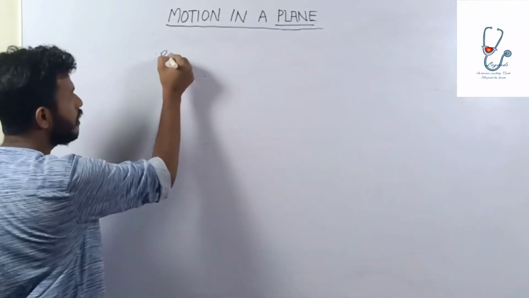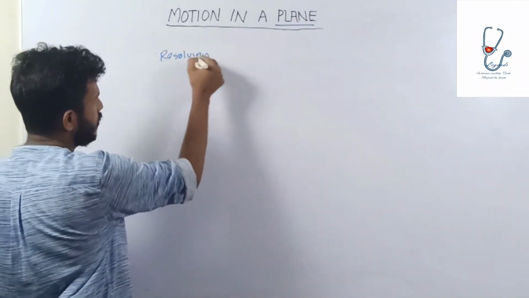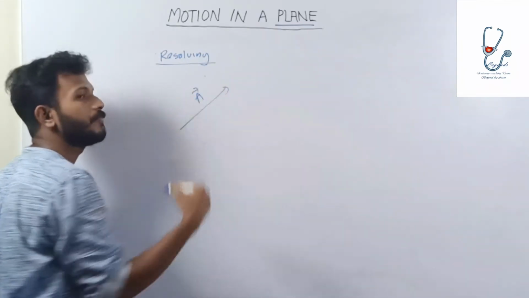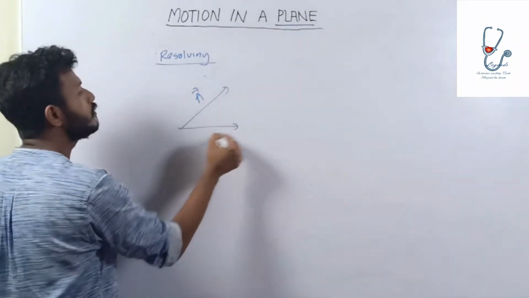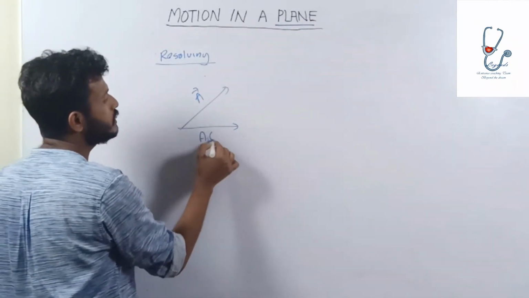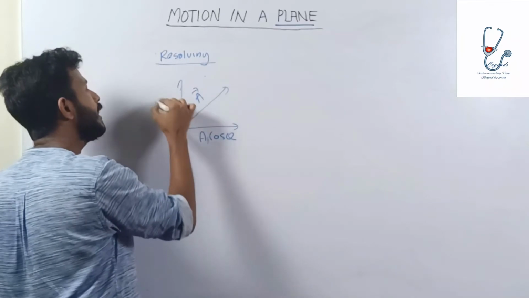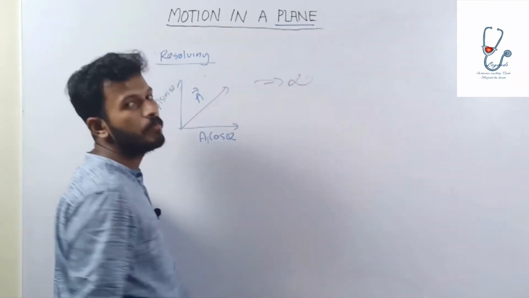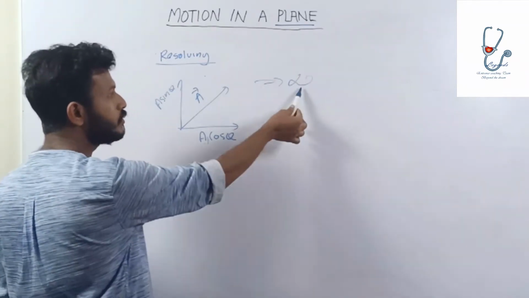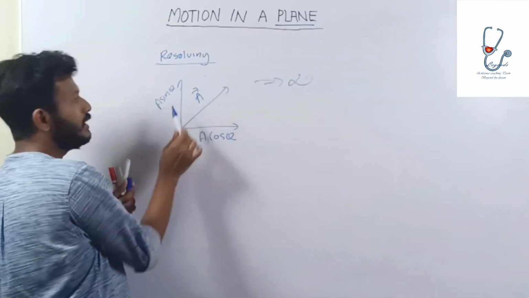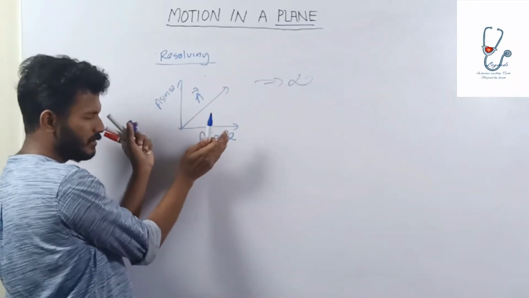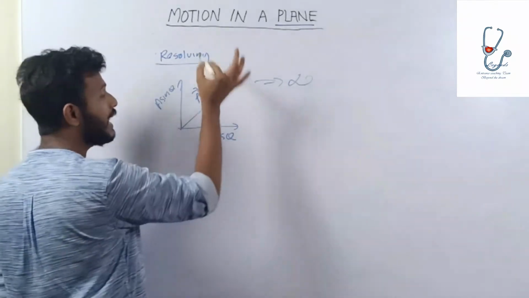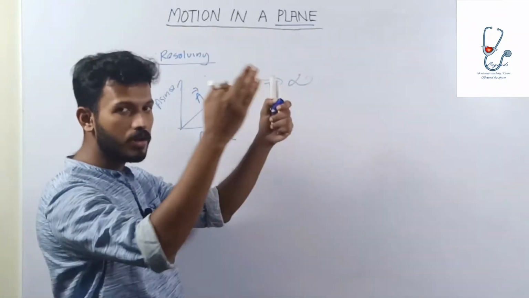Next, resolving of vectors. Consider this is vector A. It can be resolved into A cos theta and A sin theta. A vector can be resolved into infinite number of components. But this type of componentization is called rectangular componentization or rectangular resolving.